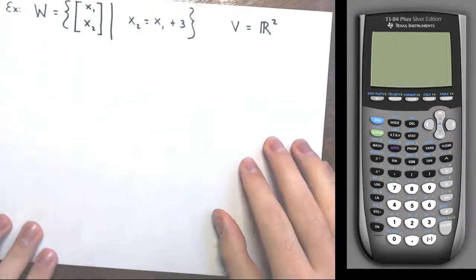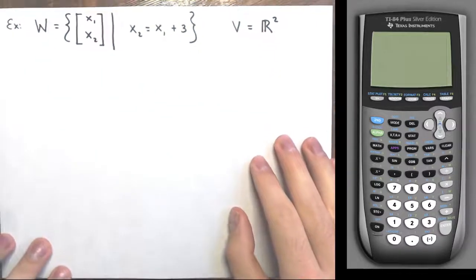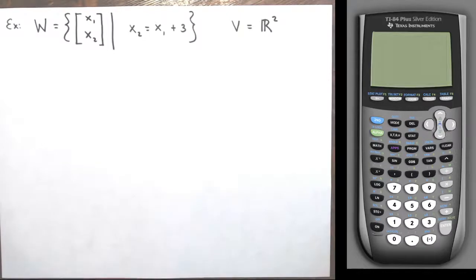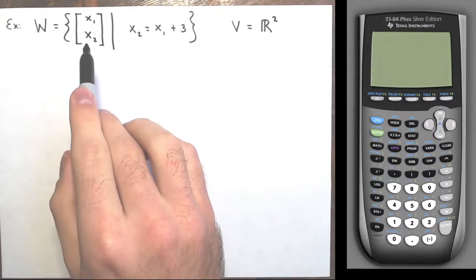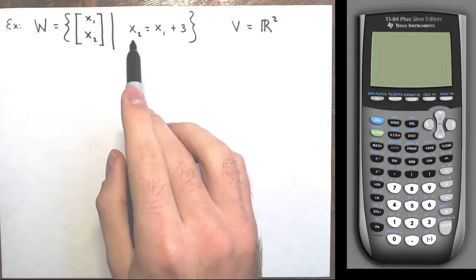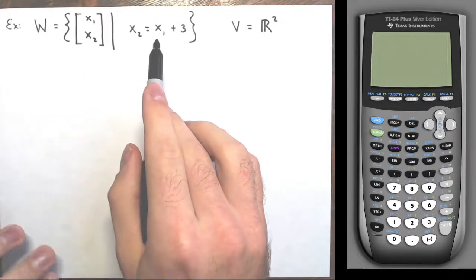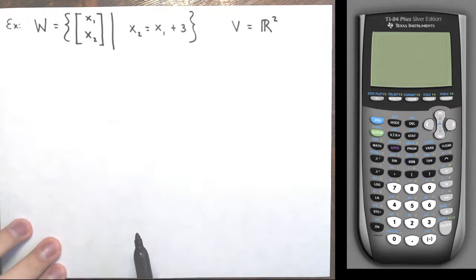Next one. All right. Still in R2. I've got a few more in R2, and then a bunch in R3. Again, you don't have to watch all these if you don't want to, just as much as you need to understand what's going on. All right. So here, W is the set of all vectors in R2 again, such that the second component is the first component plus 3.